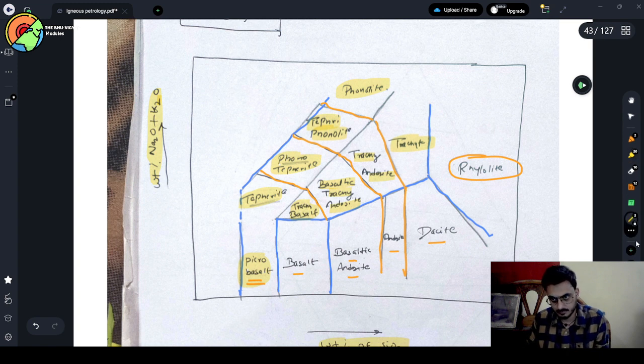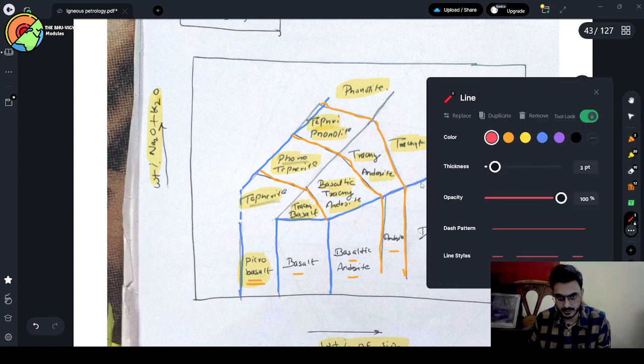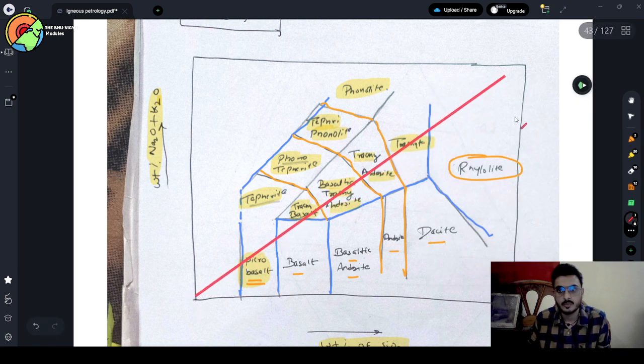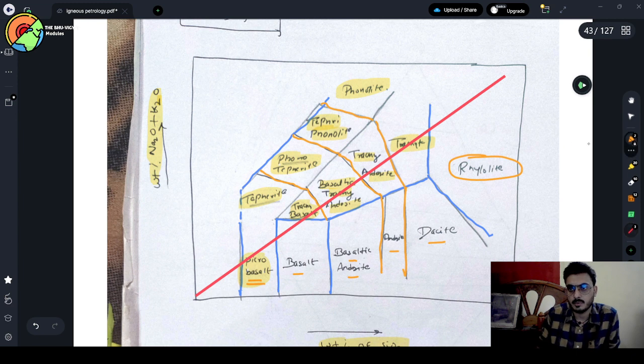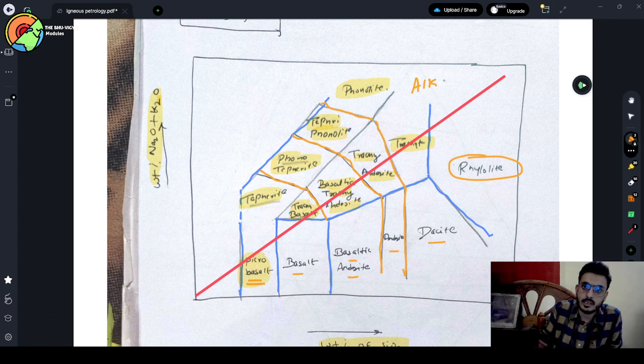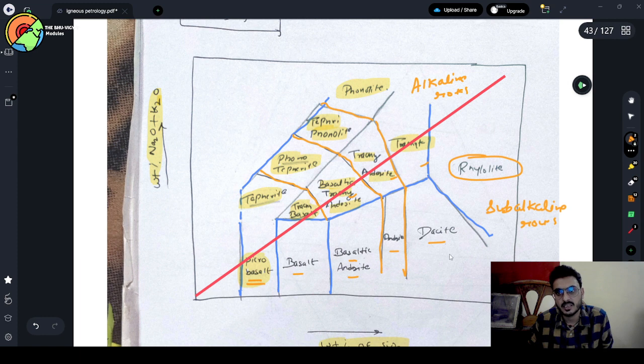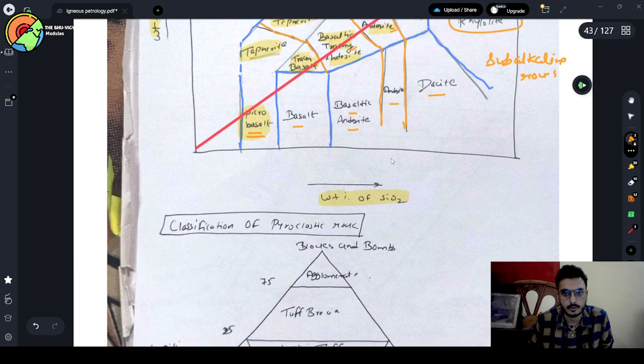Now if we draw a line passing through origin in this one like this, okay, so whatever rock is above this line, these all are alkaline rocks, and whatever rocks are coming below are known as subalkaline rocks, and these all are intermediate, okay, because it is in the same zone. This picrobasalt, basalt, basaltic andesite, they are subalkaline rocks. Tephrite, phonotephrite, tephri-phonolite, and phonolite are alkaline rocks.